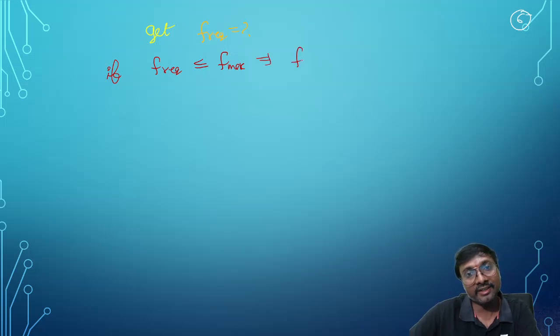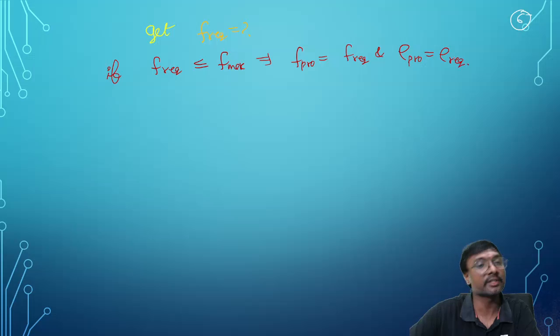Get which one? What we need to get from here, you can say, get this F required from this condition, right? Suppose that F required is lesser than or equal to the F maximum we have already mentioned. So what is the friction provided? Friction provided is equal to the friction required only. And what is the super elevation provided? You can say that super elevation provided is also equal to super elevation required only.